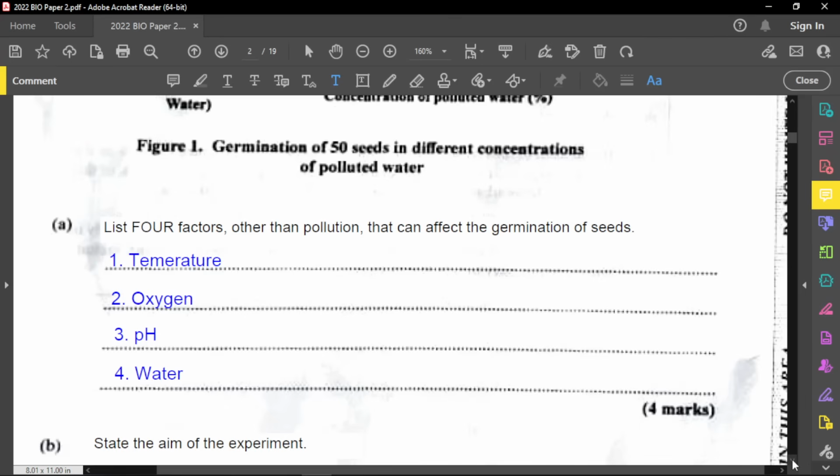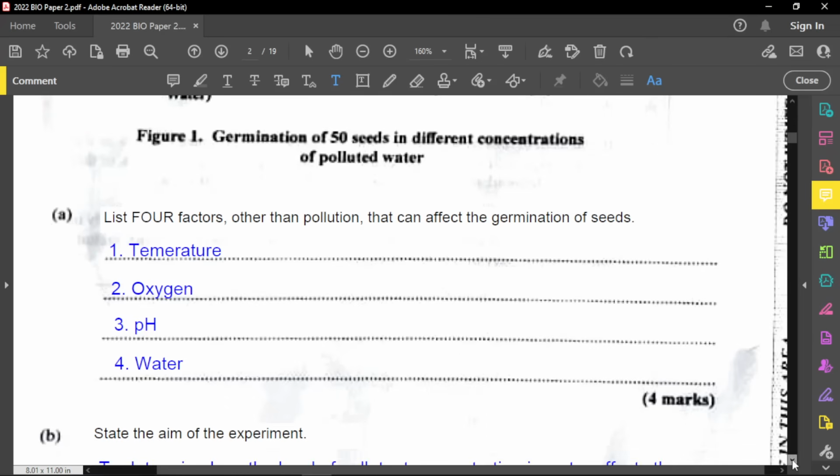Oxygen must be available, and oxygen is available to at least produce energy, and energy is required for all those cellular activities that are required for germination. pH is also important because some seeds as well require lower pH, while other seeds require higher pH to germinate. So the pH must be right. Most seeds will prefer a neutral pH, all right? Water must be available, or moisture must be available. All right, so those things are the 4 factors that are needed for germination to occur.